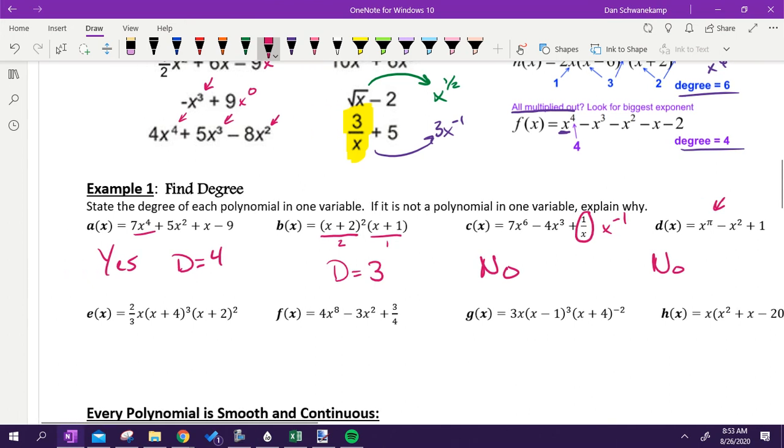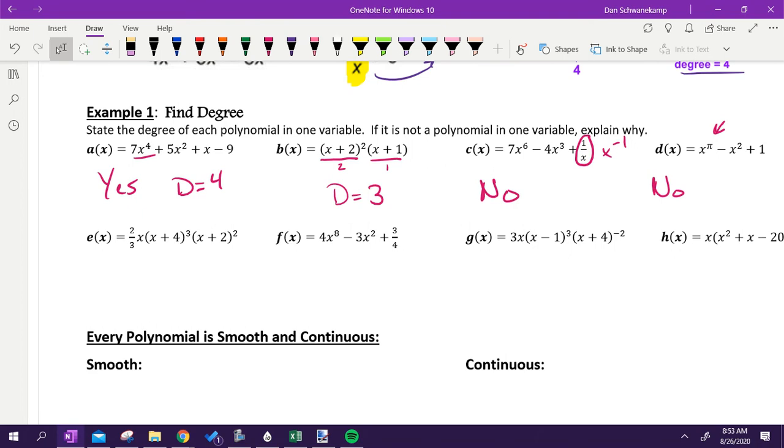Let's just keep rolling to save time here. Letter E, what do you think? Thumbs up, thumbs down. Oh no, there's a 2/3 in front. That's not an integer. Doesn't matter. It's not an exponent. Okay, that 2/3 is not an exponent. Doesn't matter. We got to do degree here.